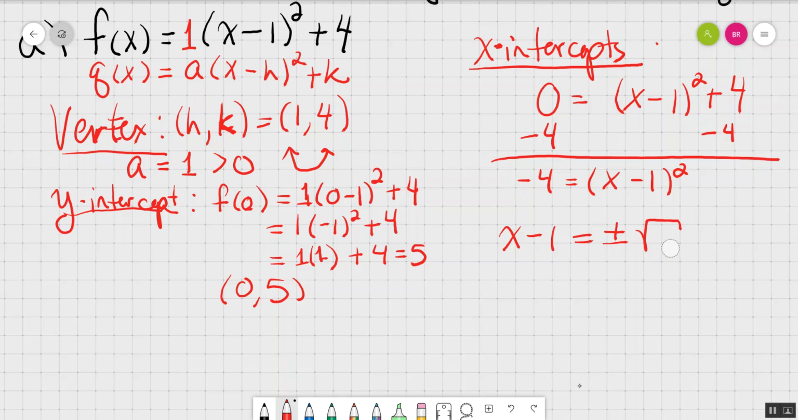Oh, it's negative 4, not positive 4. I'm making all kinds of mistakes all of a sudden. I swear, it's like a thing.